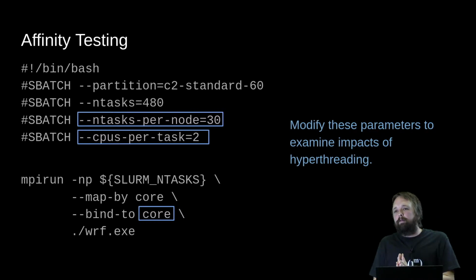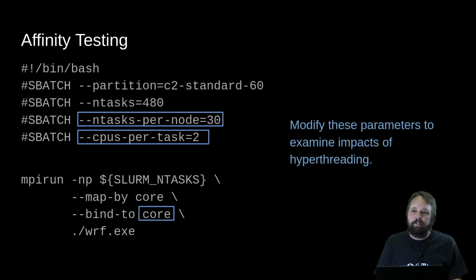When I say disable hyperthreading, essentially in that case I'm giving each MPI rank a full core. When I enable hyperthreading, each MPI rank gets its own virtual CPU, or it runs on that hyperthread. And there's a lot of discussion around whether or not this is a good idea for some applications, and I'll show you that it's not really a straightforward answer.